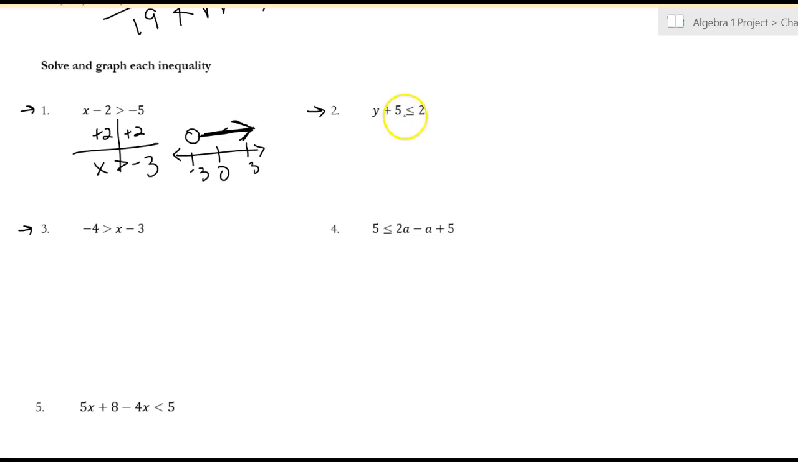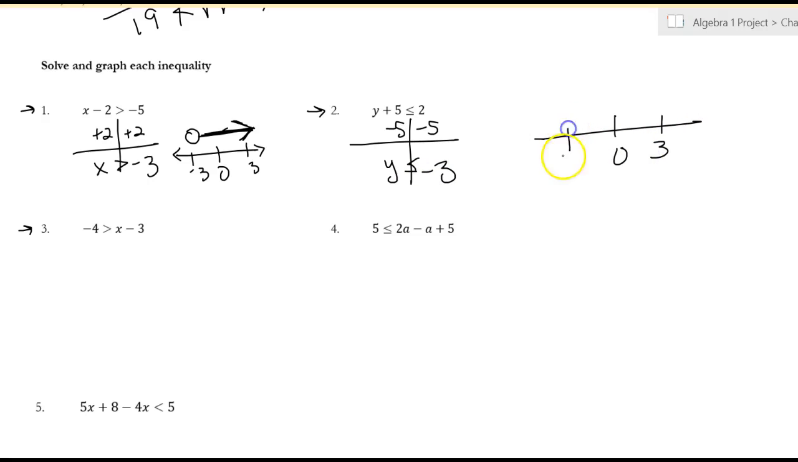All right, for number 2, you should have gotten rid of a +5 by minusing 5. And look, I get a -3 again. This time, though, it's a closed circle at -3, and it's less than, so it's going to the left.